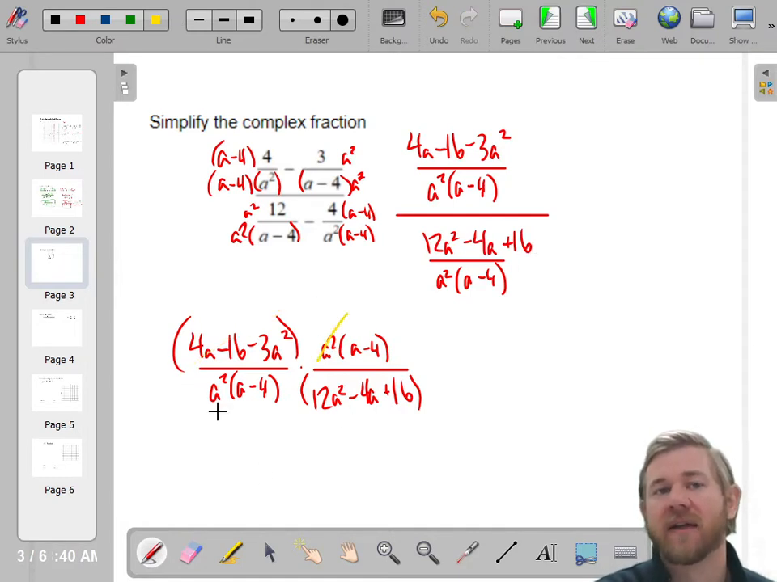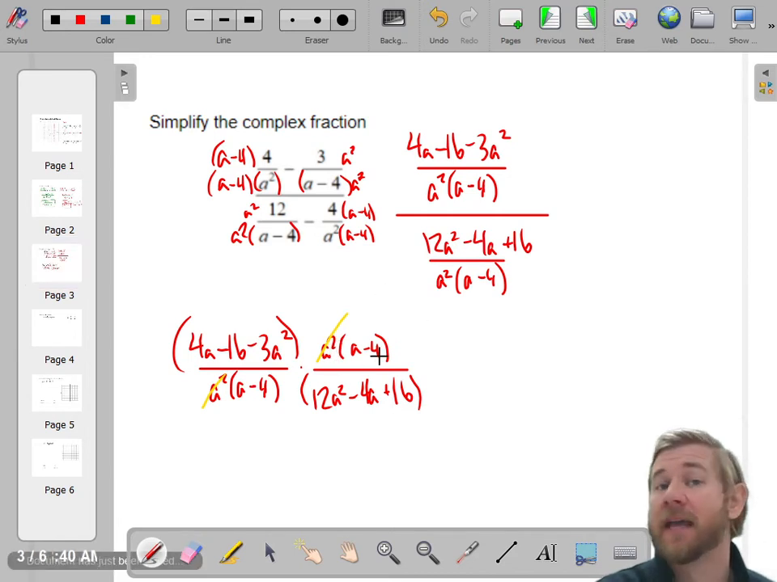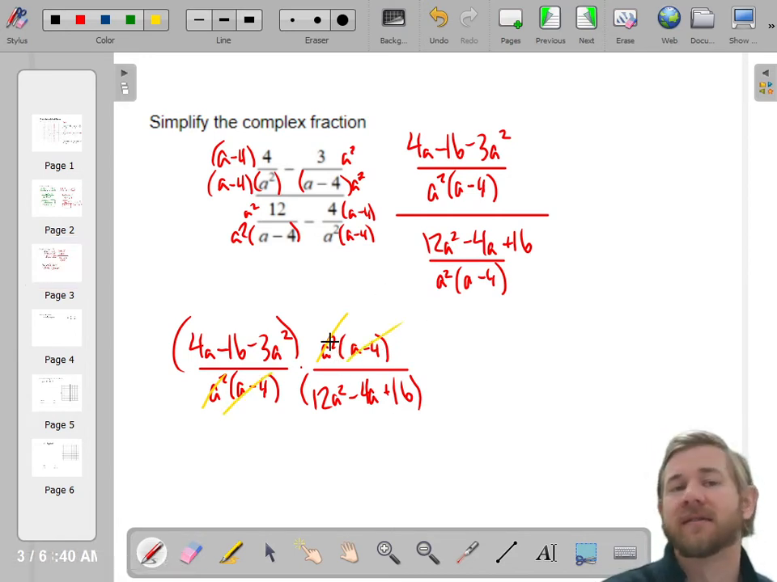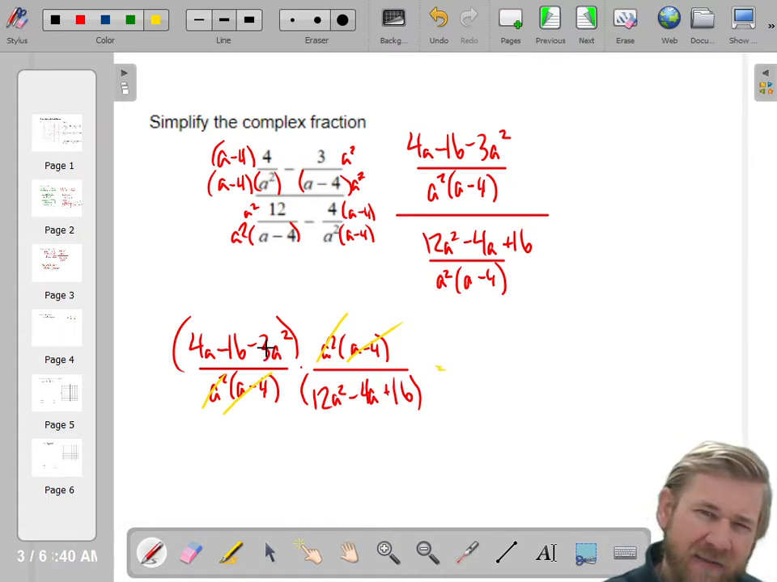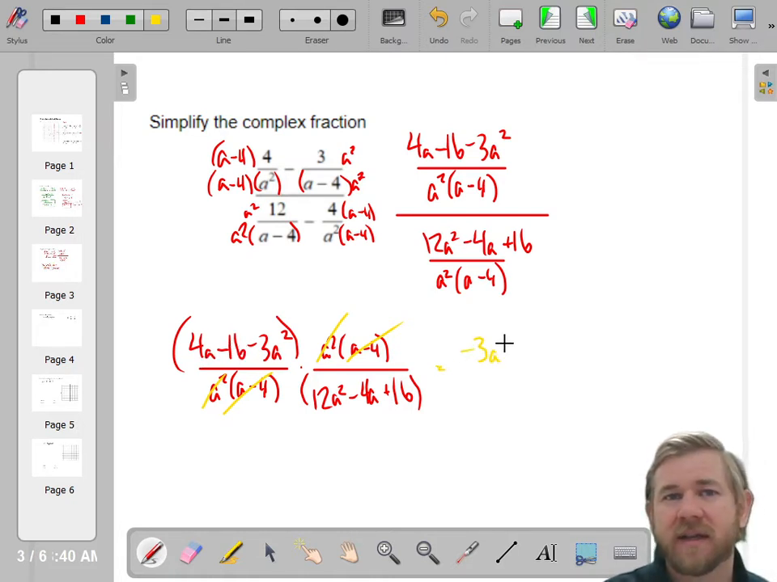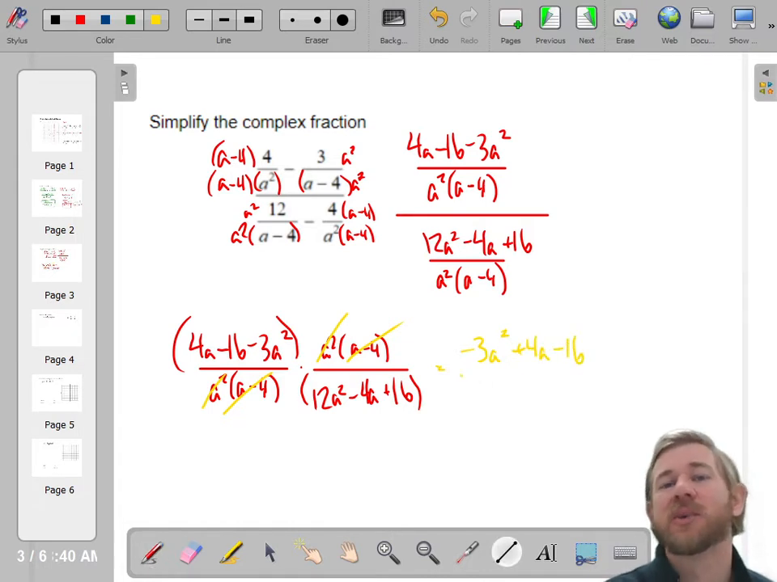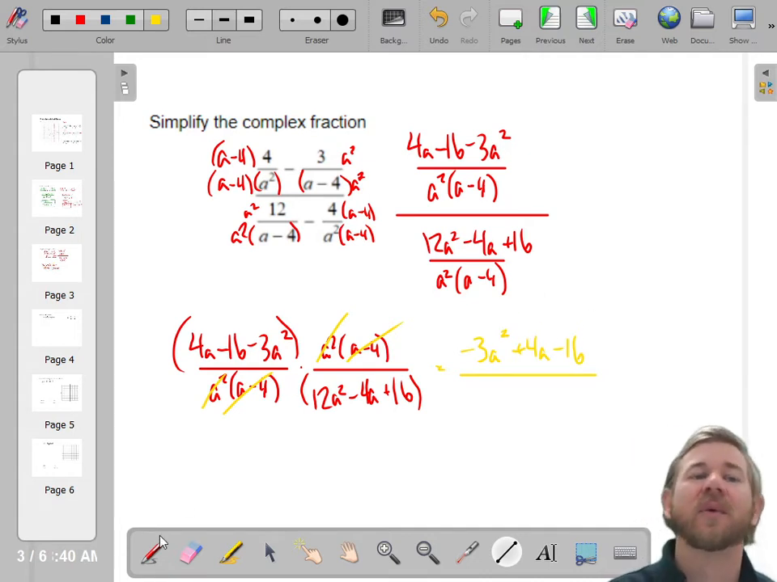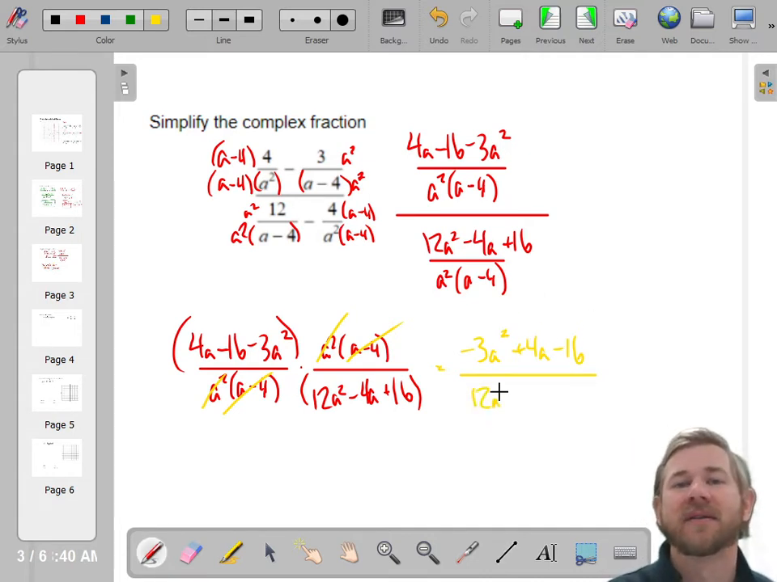Can I factor that out? Yeah, those are factors. A squared is being multiplied, so I can undo that. A minus 4, the whole factor cancels. Now in the top, let's see, does anything multiply to positive 48 and add to 4? I'm going to rewrite this: negative 3a squared plus 4a minus 16. You got to try and factor it, but I don't think anything multiplies to positive 48 and adds to 4. And in the denominator, 12a squared.